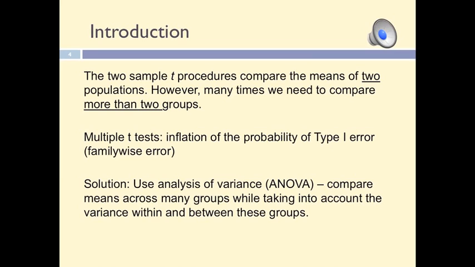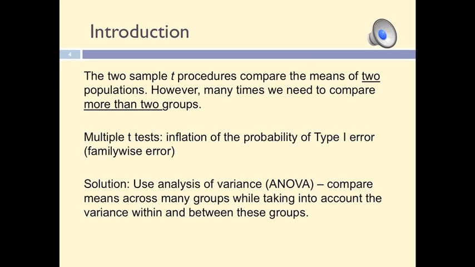The main reason is that if we do this, the probability of type 1 error from every comparison accumulates to a total called family-wise error, which is much greater than the error for one single test. So the overall probability of type 1 error increases with every new comparison. The solution to this problem is to use another method of comparison, which is called analysis of variance, and is most often abbreviated ANOVA. This method allows us to compare many groups simultaneously.